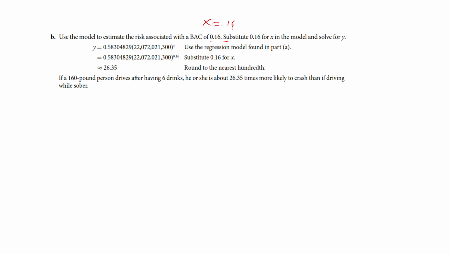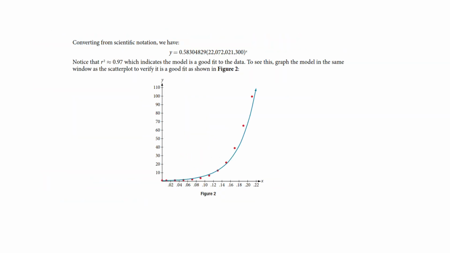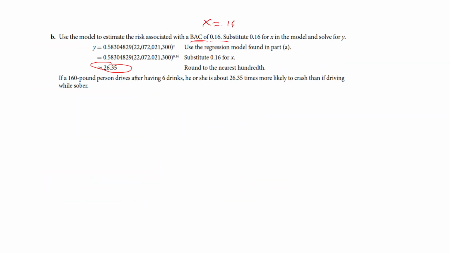Well, if this relationship has been established, and I feel confident this is telling some truth about this situation, I could then make predictions about what would happen with a BAC for a number that I didn't have. So I put in 0.16 and I crunch it, and I'm expecting a relative risk of crashing to be 26.35.